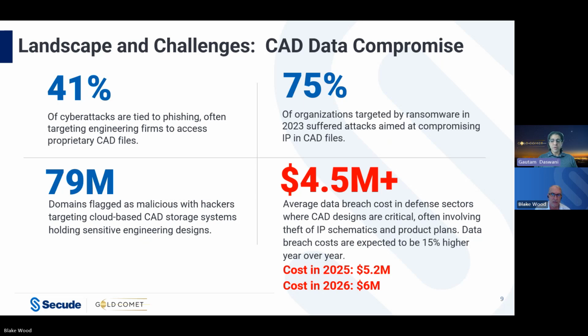So with ransomware, 75% of orgs targeted suffered attacks aimed at IP and CAD files. Moving to the left, 41% of attacks tied to phishing targeted engineering firms to gain access to their CAD files. 79 million domains have been flagged for malicious websites that are pertaining to CAD files.